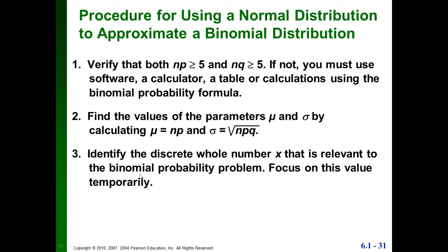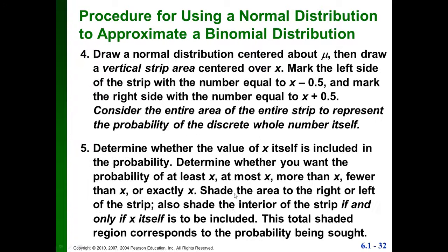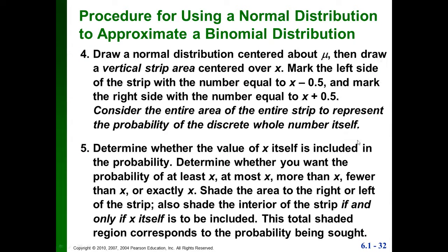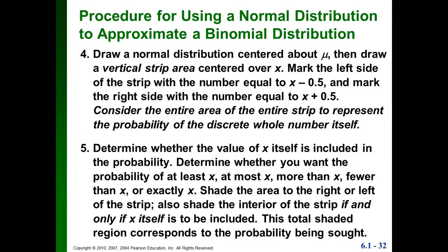After that, you identify the discrete whole number x that is relevant to the binomial probability problem. Focus on this value temporarily. You might want to draw it out so that you can see where it is, because what you have to do is get the whole bar. Remember, when we have binomials, we have the bar. Then you find that area in a normal distribution.